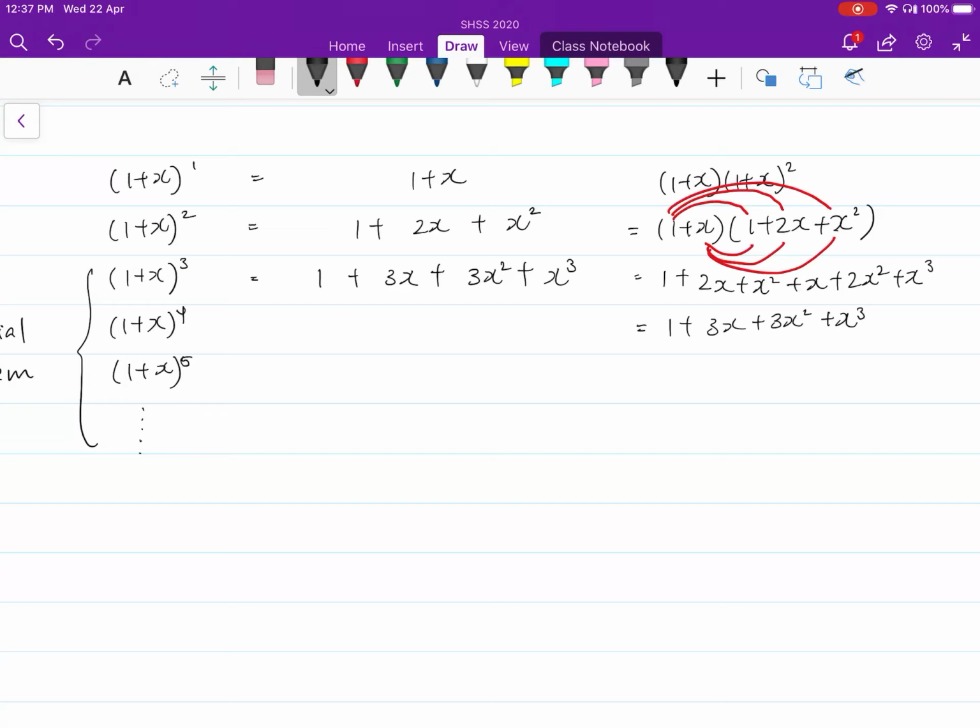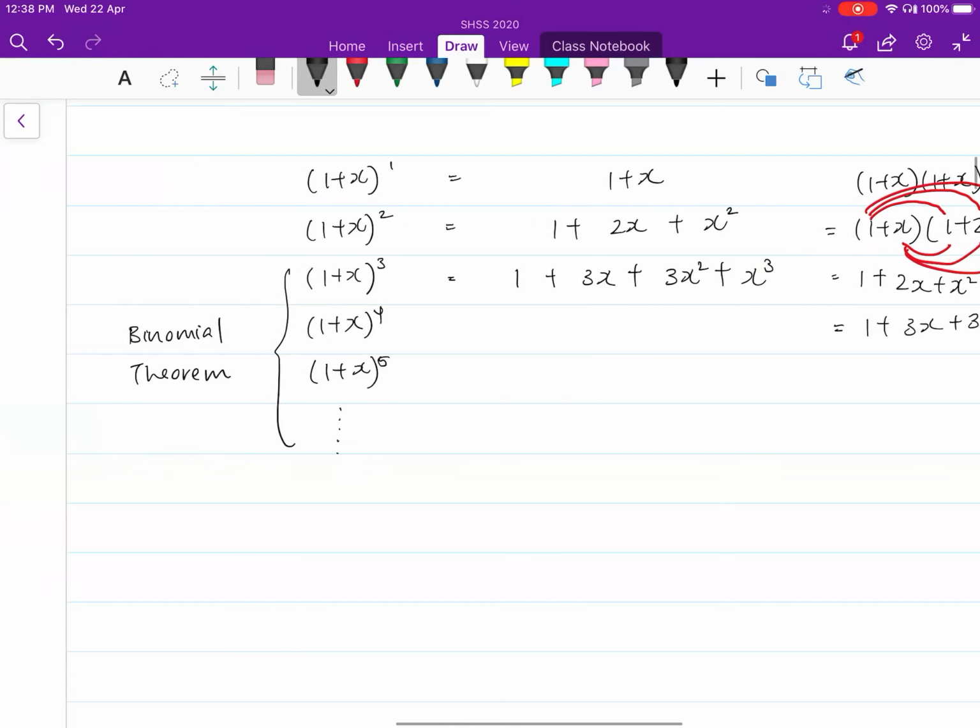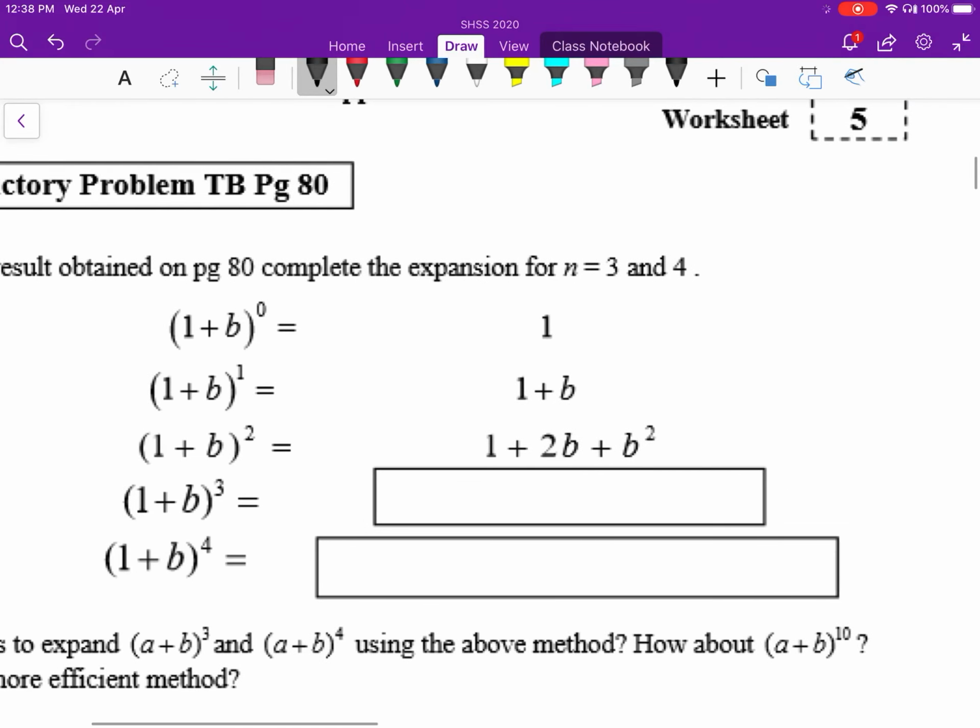Is it a very tedious way of expanding (1 + x) cubed? Yes, it is very tedious, and so on and so forth with (1 + x) to the power of 4. The expansion is going to get bigger and bigger. That's why we are learning binomial theorem, to make our life easier, to expand without using the rainbow method. So I'm going to fill in: here, in this case, it will be 1 + 3b + 3b squared + b cubed.